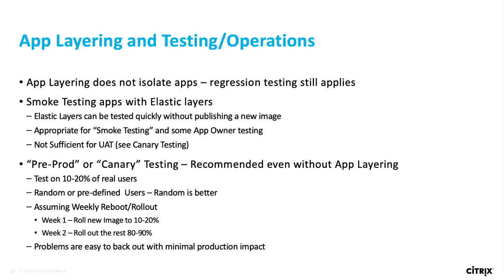One really quick thing to add there is that while app layering does not isolate apps in the way that AppV does, with elastic layers, the reads are isolated from each other when we're talking about multiple users on a XenApp server as an example.